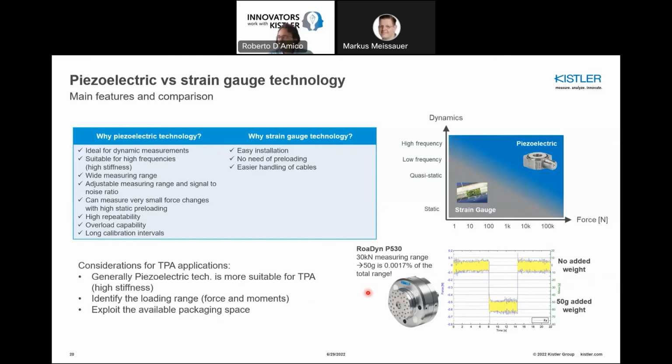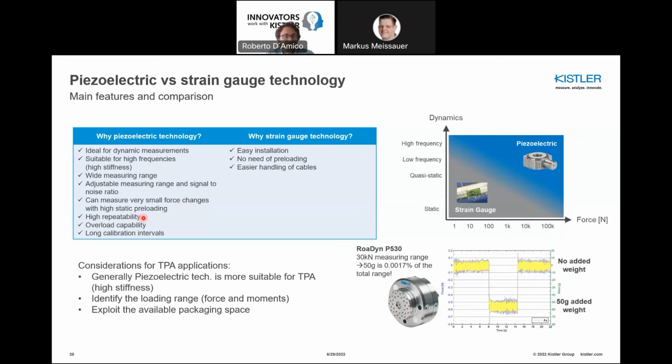I mentioned earlier that you have a charge amplifier that is gathering the charge and is also doing the signal conditioning. Another nice thing is that you can measure very small forces, very small force changes with high static preloading. For example, this could be interesting when you have an engine on the engine bench, and you're already loading the piezoelectric force sensor with a static load, and then the engine vibrates. You can still measure very accurately the dynamic forces.